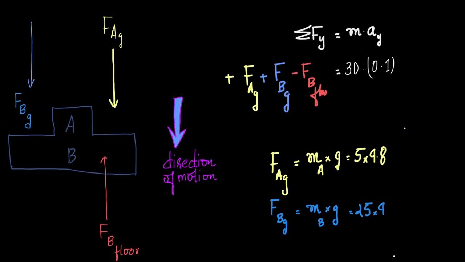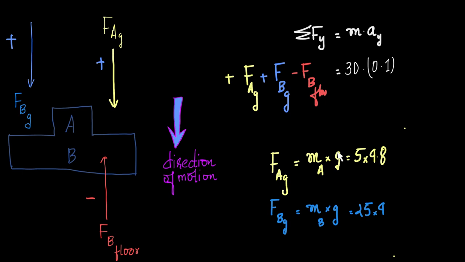Why is it relevant? Because sigma Fy is equal to M ay needs calculating sigma Fy. And those along the direction of motion would be given the sign positive, and those against it would be given the sign negative. Therefore, FAG is positive, FBG is positive. Normal reaction on B due to the floor would be negative, and this will be equal to mass into acceleration of the system, which is given to be 0.1. Therefore, this becomes 30 into 0.1.